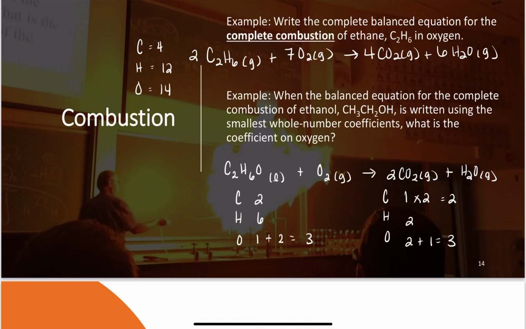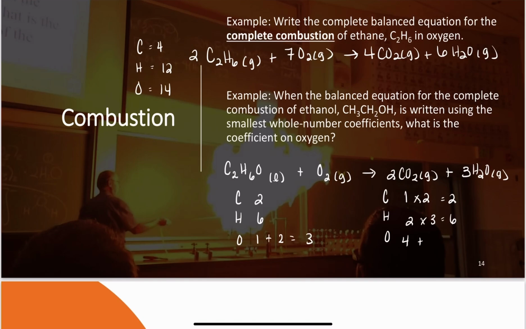When I do that, that changes my oxygen here. I no longer have 2 there, I have a 4 for the oxygen here. Next up, I'm going to balance my hydrogens. I have 6 hydrogen on my reactant side. I'm going to get 6 hydrogen on my product side by putting a 3 in front of my water.